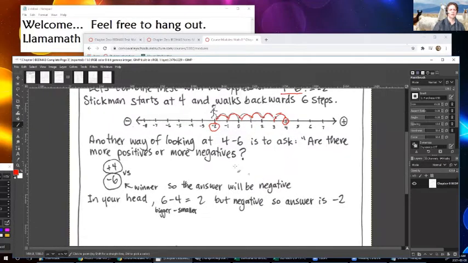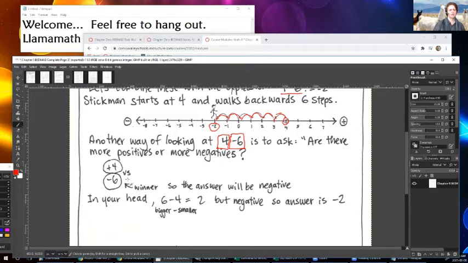So another way of looking at this is I sort of divide these two numbers and I say, okay, it's a +4 or just a regular 4, and there's a -6. Now, are there more positives or more negatives in here? So is 4 bigger than 6, or is the negative bigger? And again, it's not greater than or less than. It's like, do I have more negatives or do I have more positives?